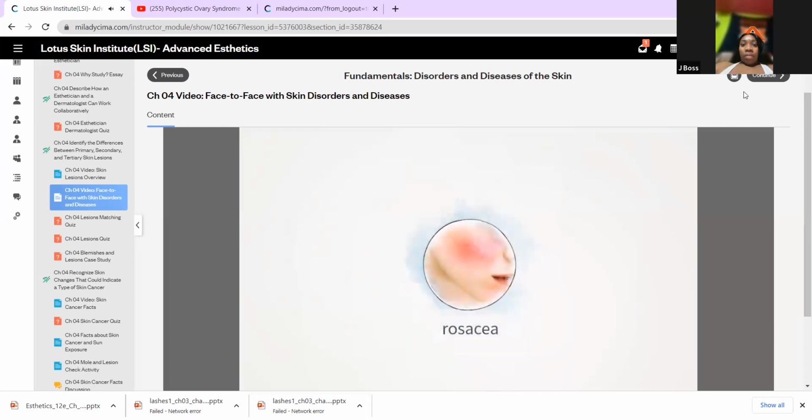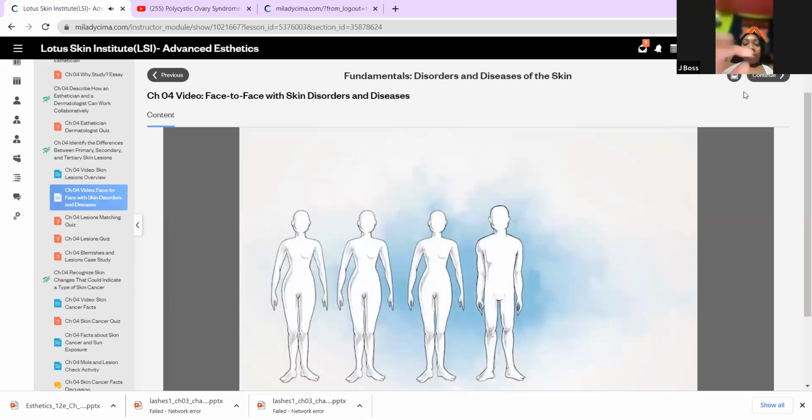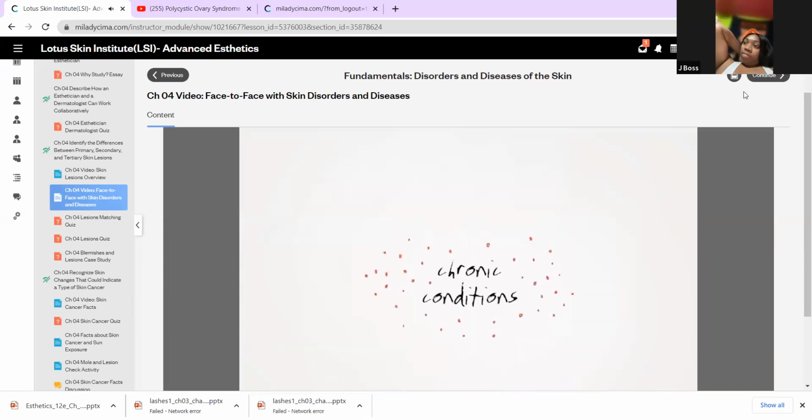Rosacea peaks in folks between age 30 and 60 with fair skin or who blush easily. It creates redness on the cheeks, nose, and forehead, sometimes with pimple-like bumps, and is 3 times more common in women than men. When confronting chronic conditions in the salon, just avoid affected areas to prevent enraging the skin even more.